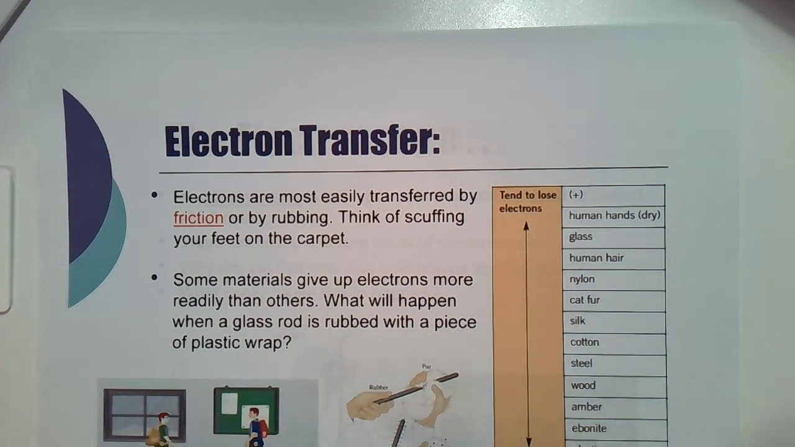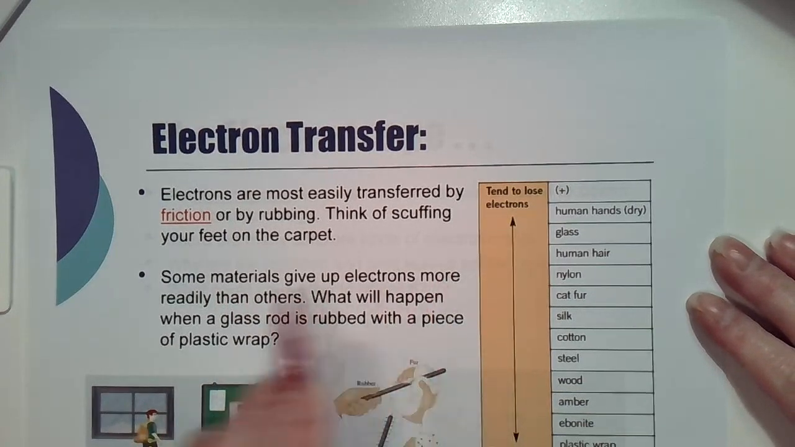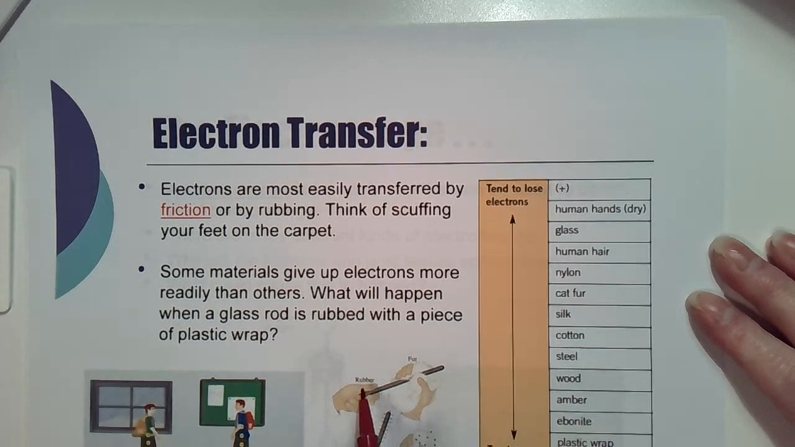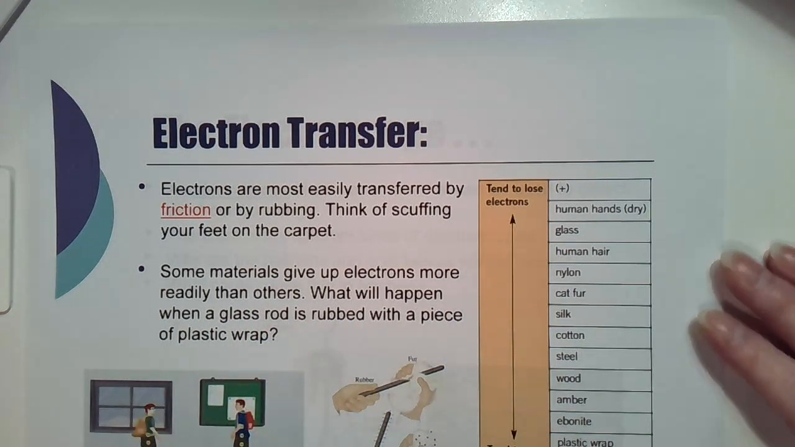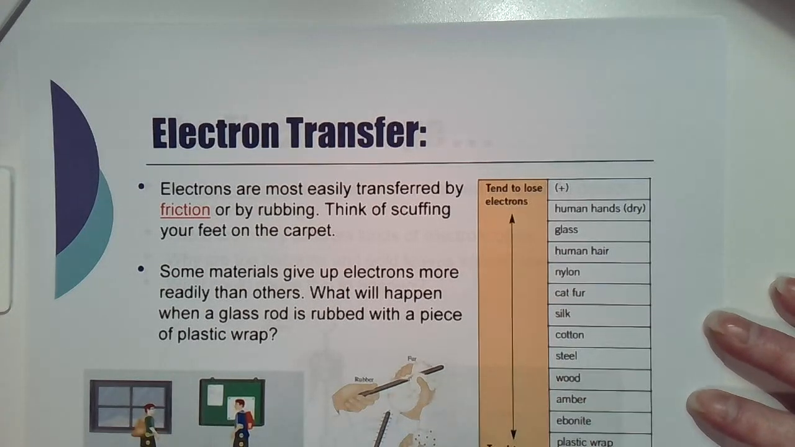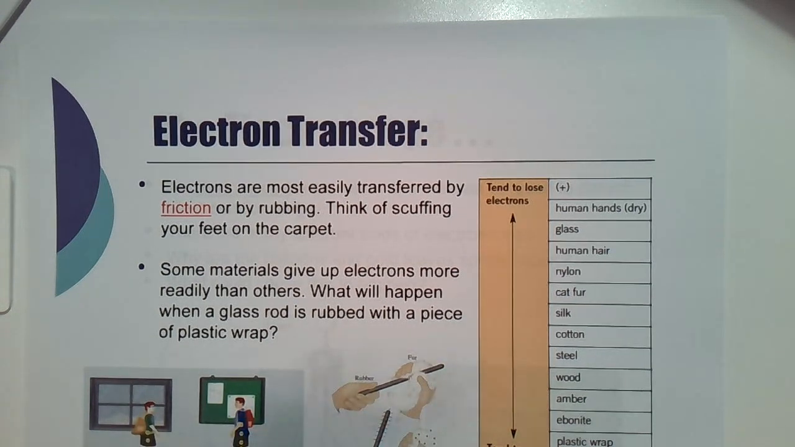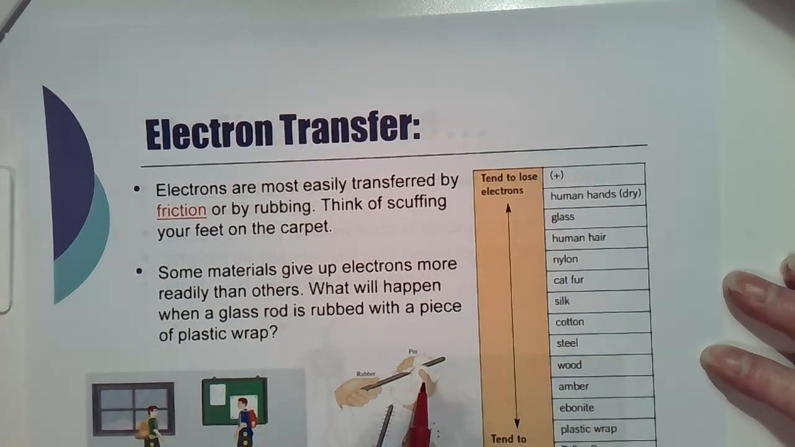So some materials give up electrons more readily than others. Here's my example of rubbing with a rubber rod and fur. I could do this one in class. But it says, what will happen when a glass rod is rubbed with a piece of plastic wrap? I put that in there because I meant to go grab a glass rod and a piece of plastic wrap that I did not do. So we'll pretend I rubbed the rod with a piece of plastic wrap.